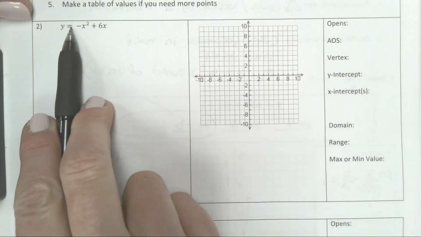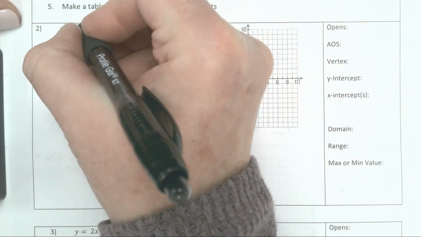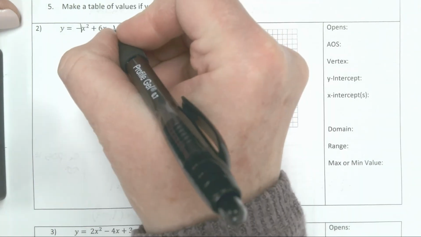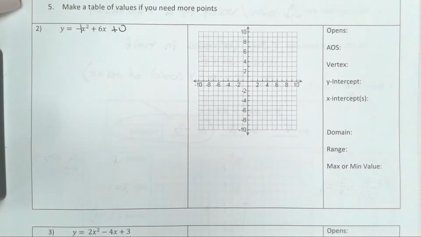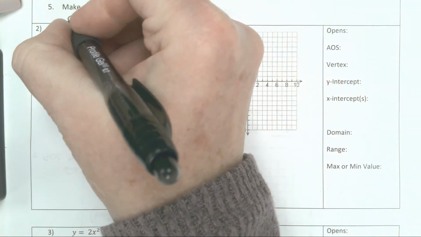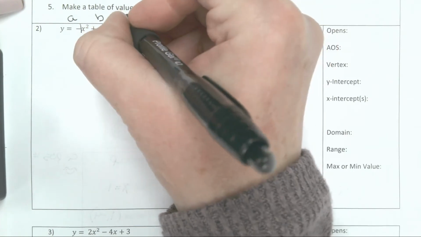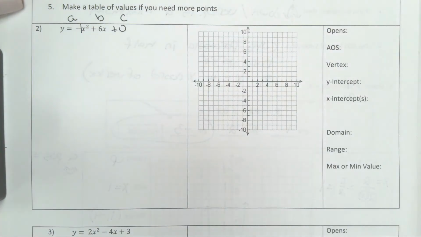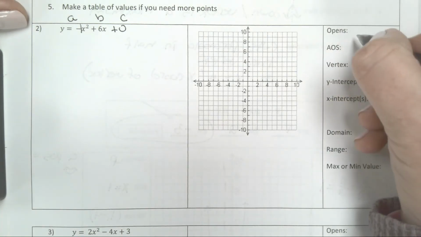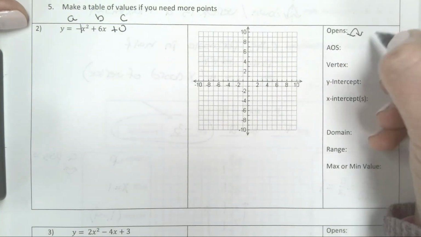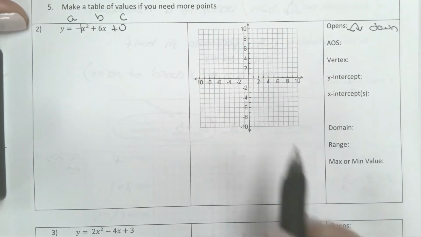All right, so I don't have a C term, so you can always add in a filler 0 for whatever you do not have. So I can see A as -1, I can see B as 6, and I see C as 0. My A is a negative number, so I know that it's going to open down because A is negative.